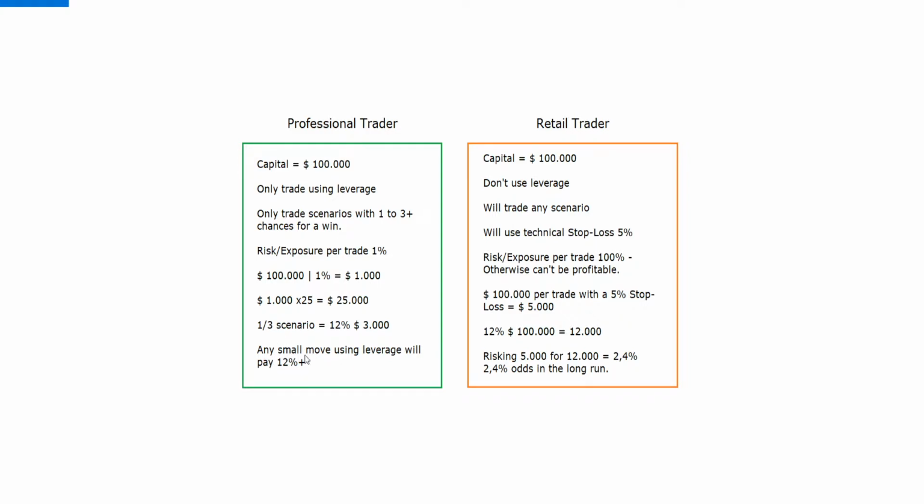Actually, it's not a small move, but for example, if we are talking about $600, $900, $1,000, it's not a small move, it's a big move. But yeah, I think you guys got this.